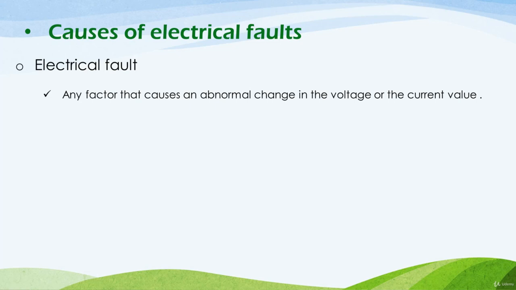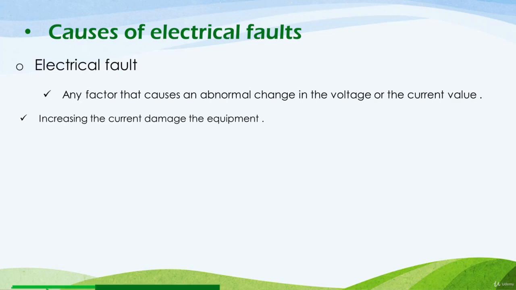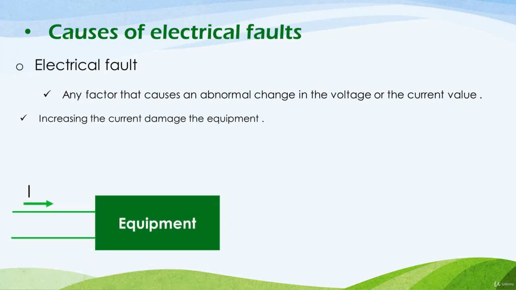As we said before, at the fault condition, the current increases greatly, and this causes the different equipment and the power system to be damaged. This is because when current passes through equipment or through any conductor in general, it produces some power losses. This power loss equals the current squared times the resistance. Here the current is the current that is passing and the resistance is the resistance of the conductor.